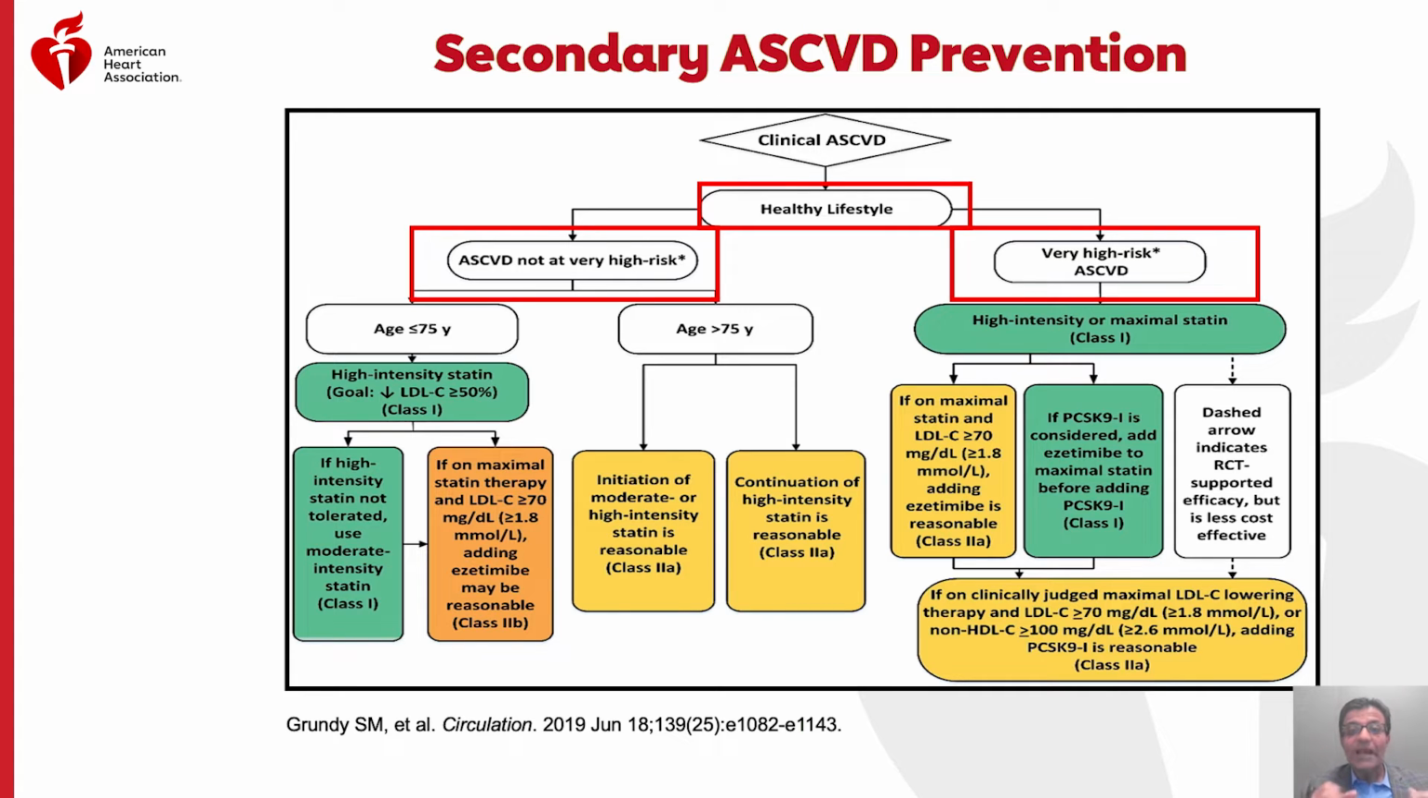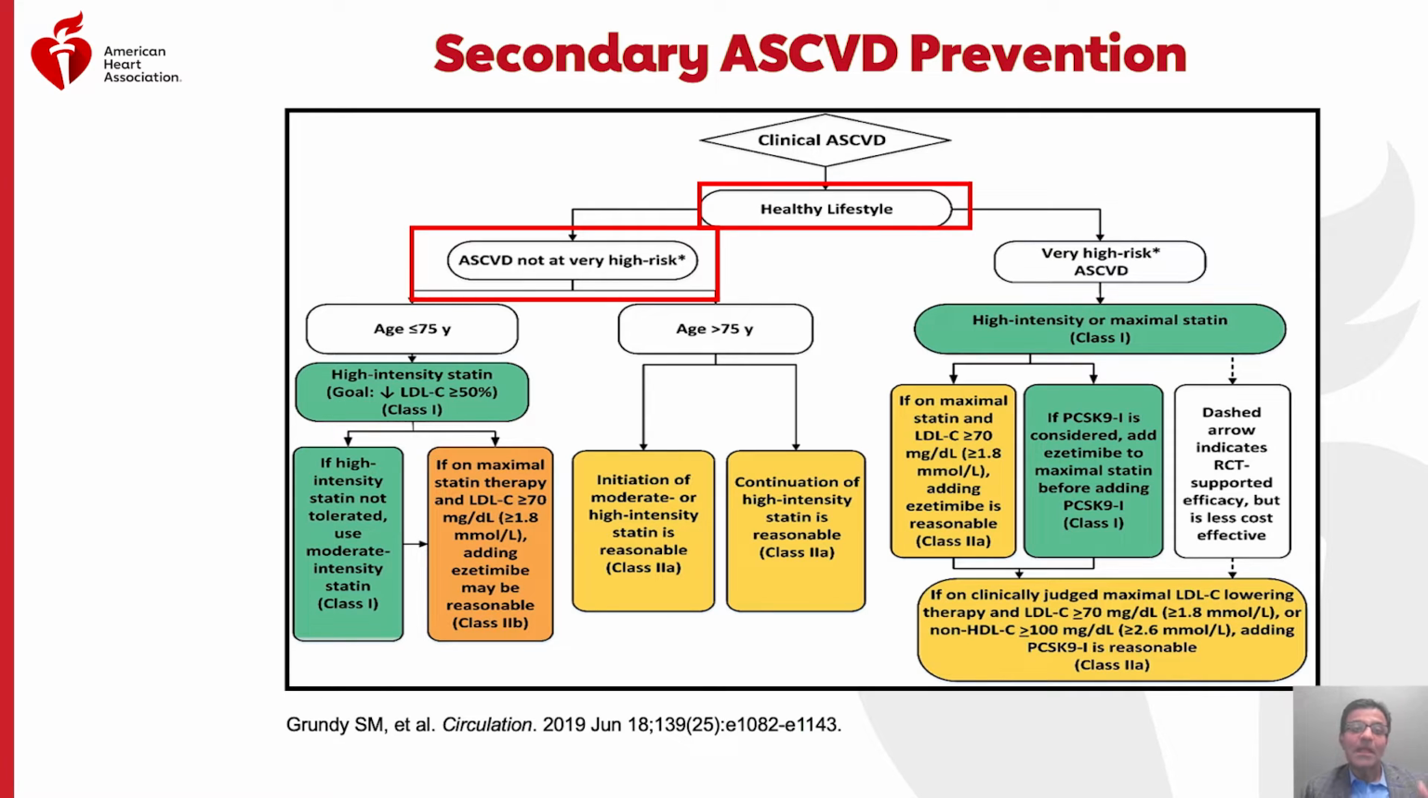So that is why the 2018 guidelines have taken an approach whereby we divide up secondary ASCVD patients into those not very high risk and those who are very high risk ASCVD patients. The reason is that the guidelines are trying to be pragmatic. They're telling you that very high risk ASCVD patients have the highest risk of having a recurrent event, and consequently, we should maximize not just our statin therapy, but our non-statin therapy in those patients.